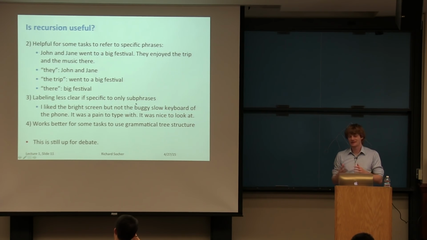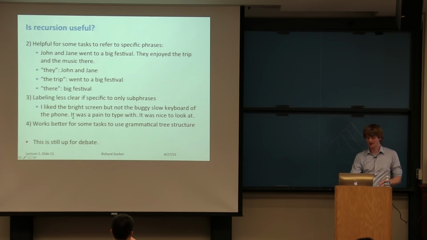The third reason is that the labeling sometimes becomes less clear if we basically only have a single label at each word. So here we have a sentence such as, I like the bright screen, but not the buggy slow keyboard of the phone. Now, ideally, we could just classify buggy slow keyboard of the phone, or buggy slow keyboard by itself, as an entity, and that is negative, whereas something before here is positive. And we don't necessarily just want to classify the entire sentence or paragraph, but we'd ideally understand each of these sub-phrases, and they can have different kinds of labels if we were to classify sentiment, for instance.